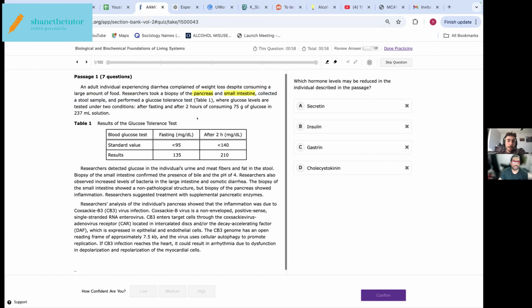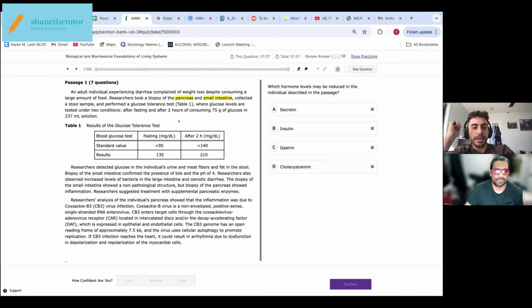So why don't you tell me what's happening in this? So they're doing a test to check their blood glucose after eating food, because the individual was experiencing diarrhea, and they want to see their glucose levels when fasting and then after eating. So we could see that for fasting, the glucose level was less than 95 for the standard value.